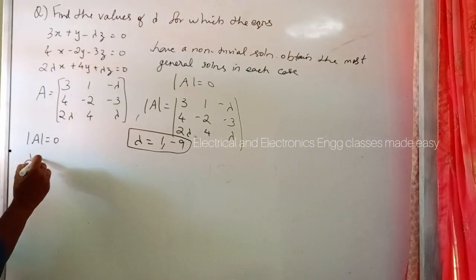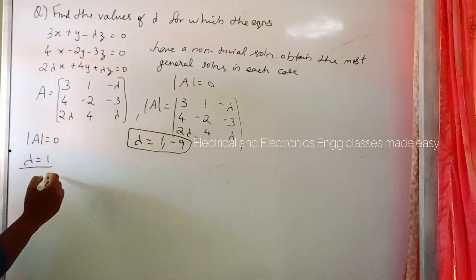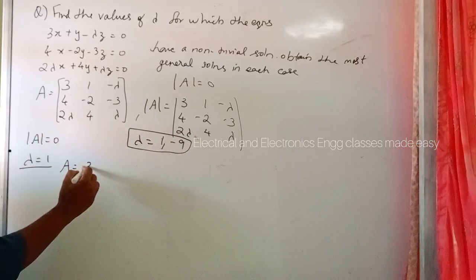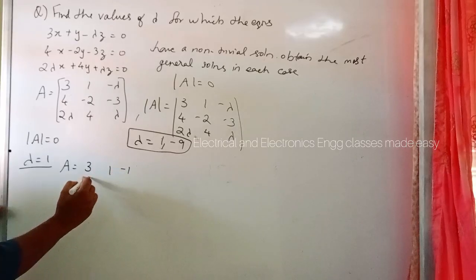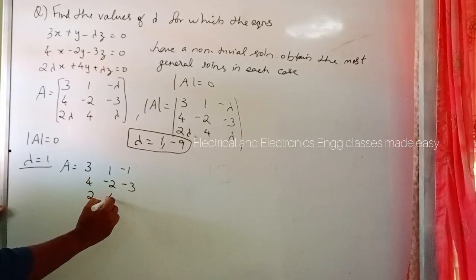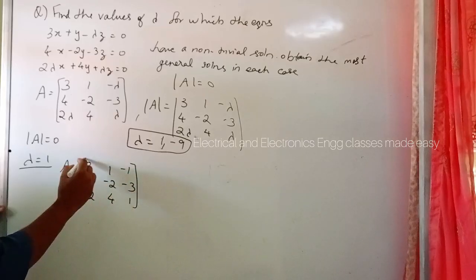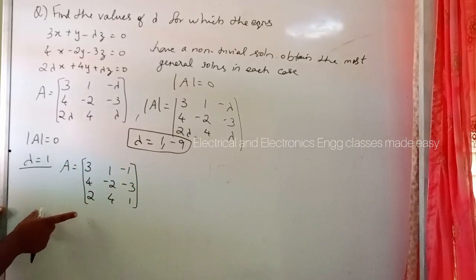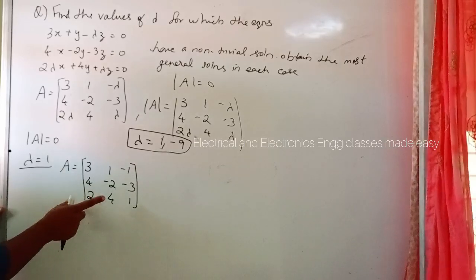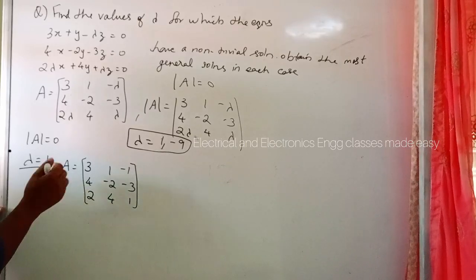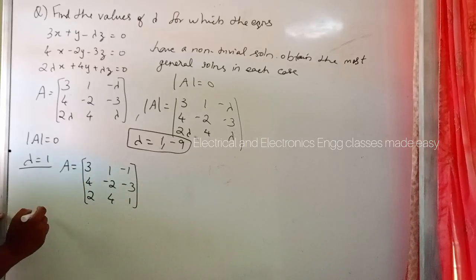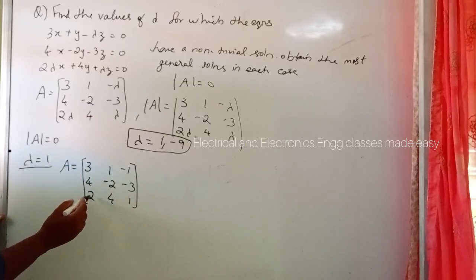So when lambda is equal to 1, then what will be the coefficient matrix A? So A is equal to 3, 1, minus 1, 4, minus 2, minus 3, 2, 4, 1. So this is the matrix A. Now we have to find the solutions of this matrix. That is, here we have to find the rank of this matrix A. So for that, let us make these elements 0.